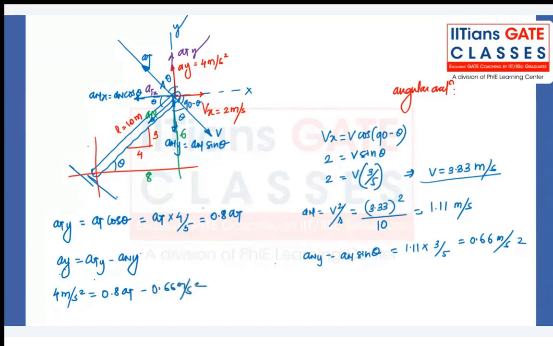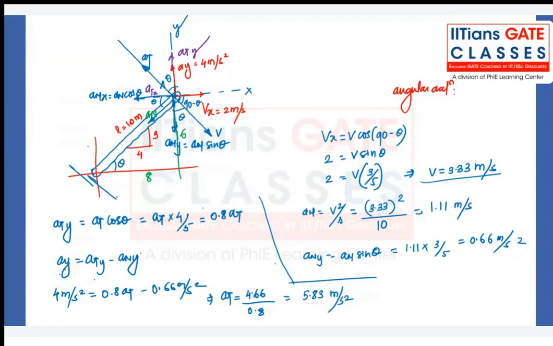So from this, you will get the value of AT. What will it be? This implies AT will be equal to 4.66 divided by 0.8. And that is 5.83 meter per second square. Okay, 5.83 meter per second square.